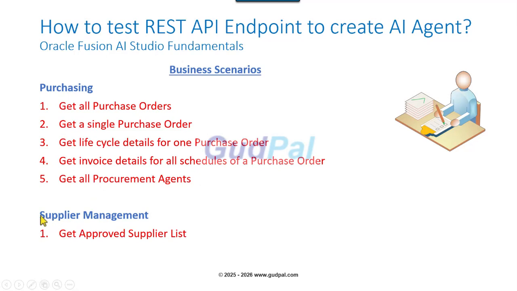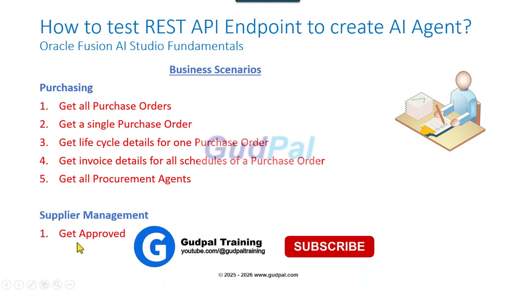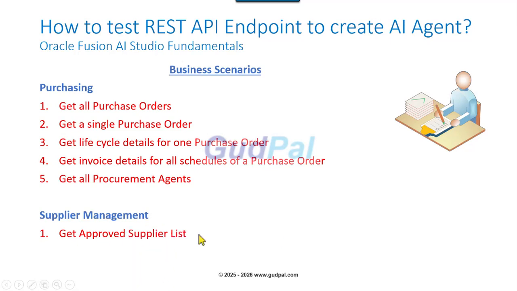And we will also see, in terms of supplier management, how to go about getting the approved supplier list via a REST API endpoint call in the Fusion applications database. So let's get started.